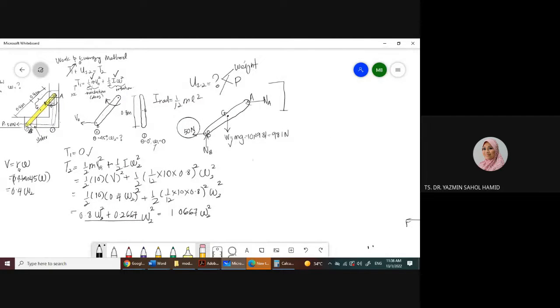Next, you need to find the work. Now, there are two types of work we have identified. Work due to weight, and the other one is work due to force. So, work due to weight, Mg times Y2 minus Y1, plus. Work: mass 10, 9.81. Now, delta Y.